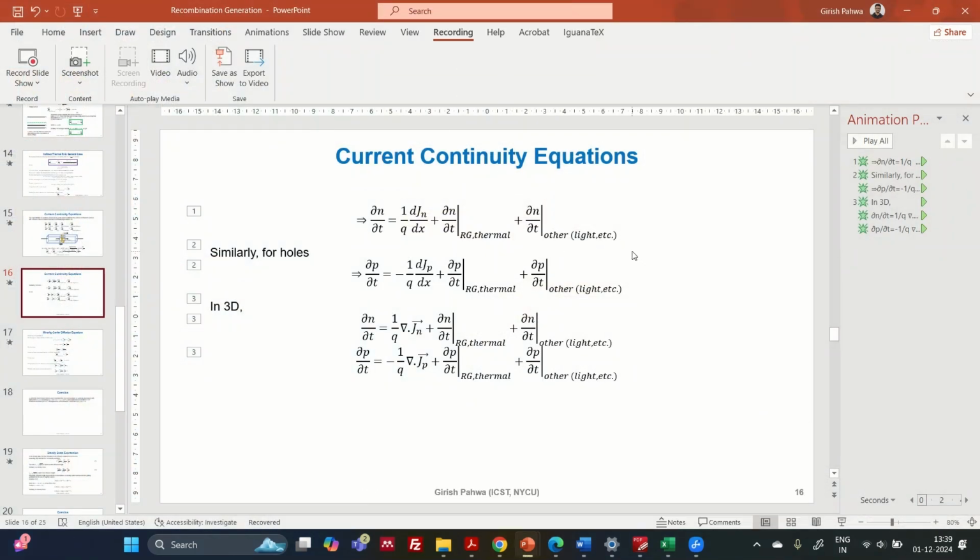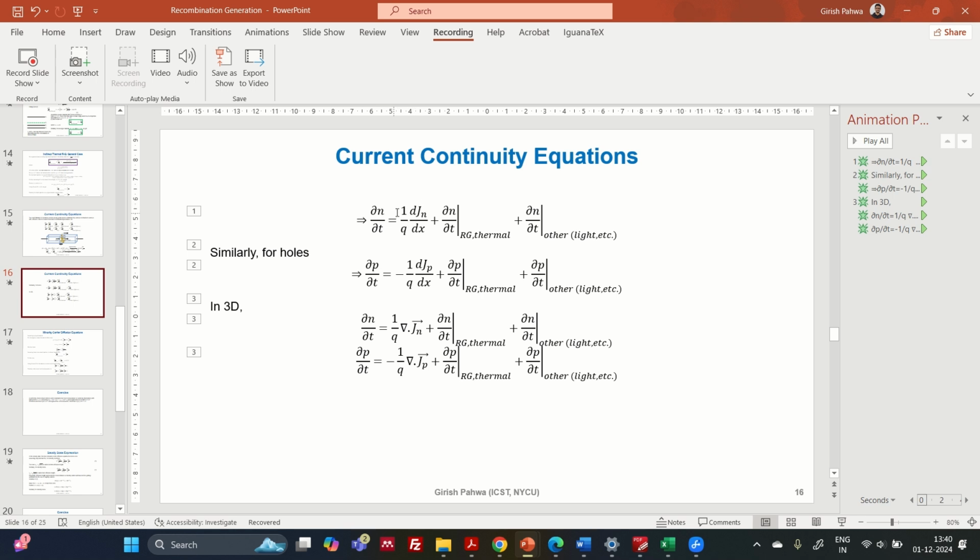Okay, so we were talking about the current continuity equations, and it shows how at any particular point in the semiconductor, the electron density varies as a function of time. So, electron density at any point can be contributed by several factors. It can change with respect to time because of several things.